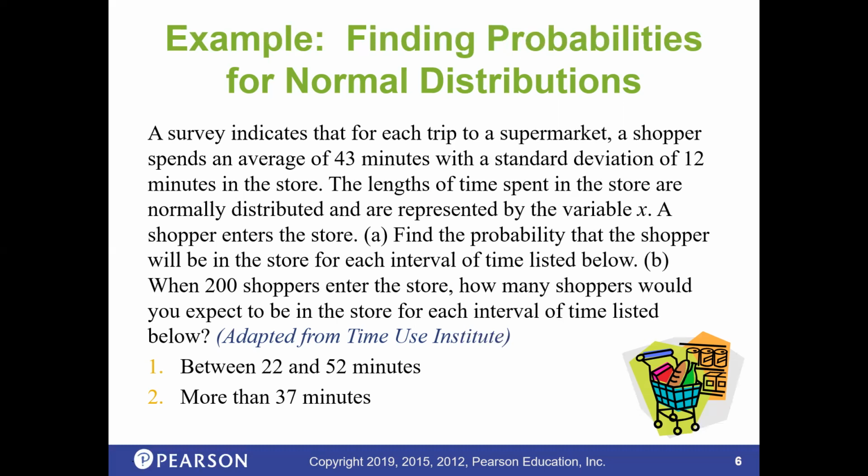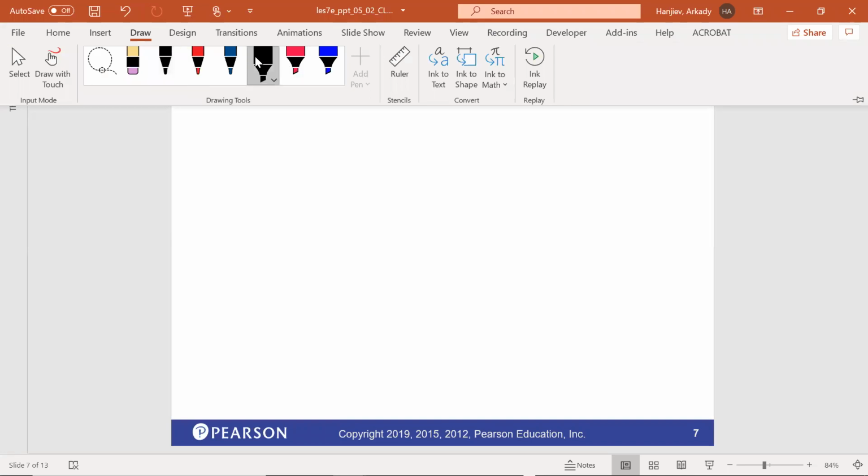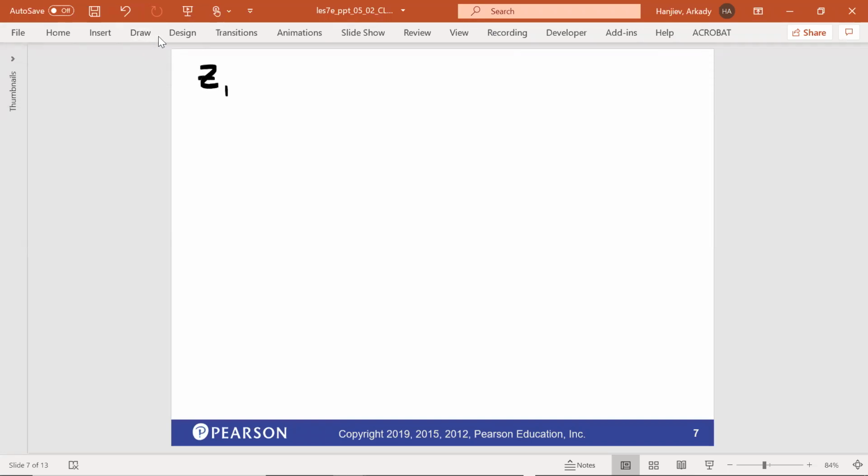First things first. Given the information, can we convert 22 minutes into a z-score? What is 22 minutes as a z-score? All right, talk to me here. So I'm going to call this z-score 1. Z1, our beginning z-score is, give me some numbers here. 22 is the lower end, minus 43.